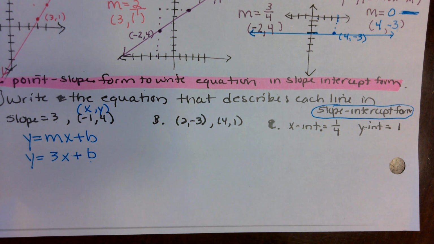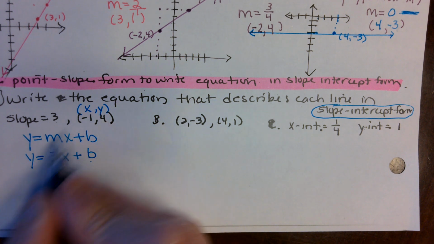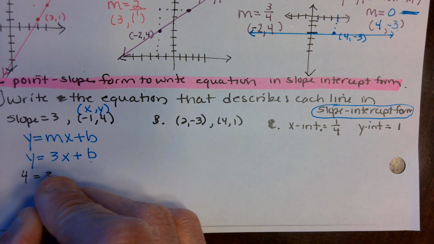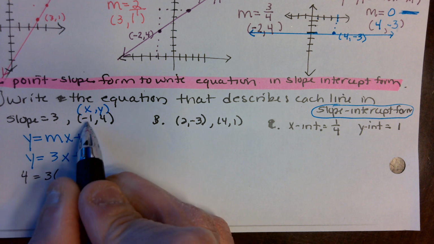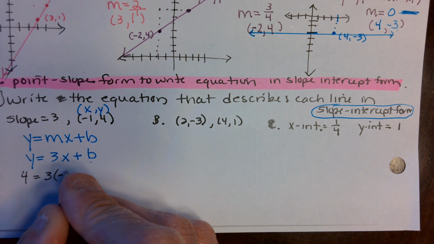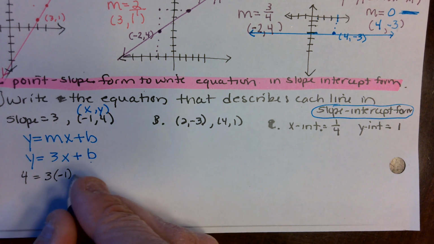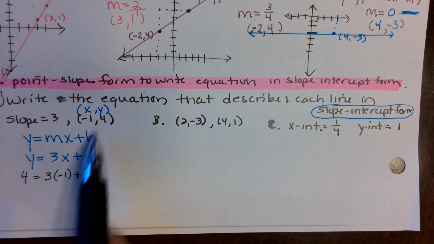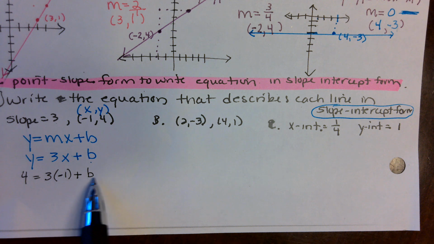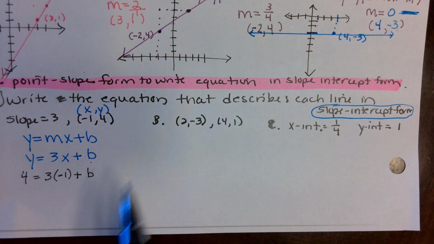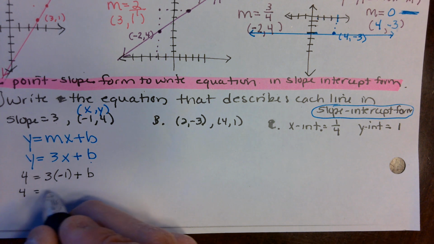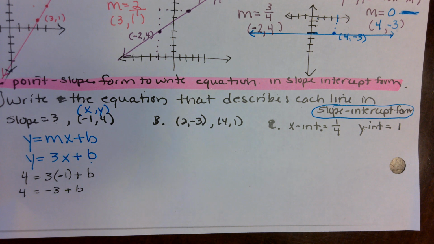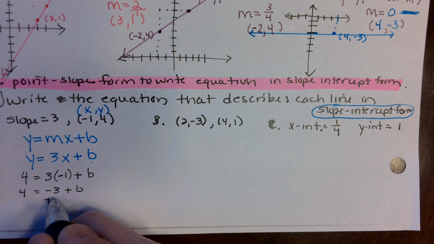All right. I'm going to take and put the negative, well, I'm going to do the y first. So the y was 4. So I'm going to put 4 in here equals 3 times the x, which is a -1. Don't forget your parenthesis. Plus b. So do you see, by taking this one point and putting it in here, now all I have left is b, and I can solve for that. So 4 equals a -3 plus b. I'm going to add 3 to both sides.